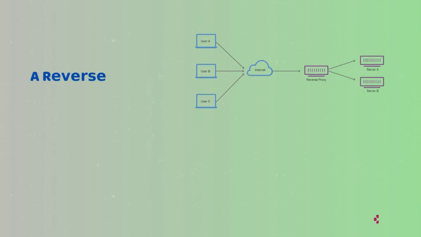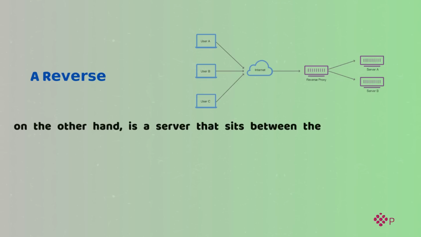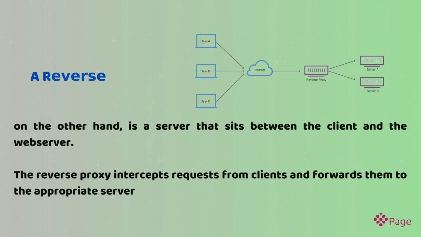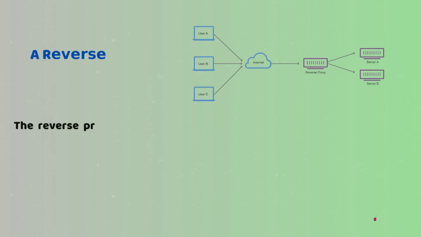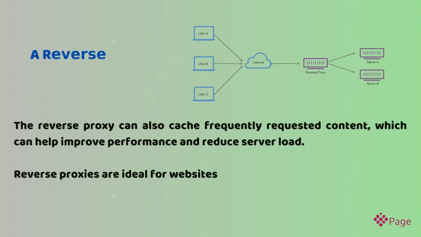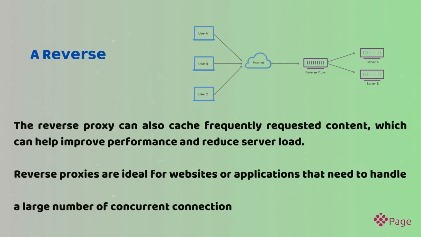A reverse proxy, on the other hand, is a server that sits between the client and the web server. The reverse proxy intercepts requests from clients and forwards them to the appropriate server. The reverse proxy can also cache frequently requested content, which can help improve performance and reduce server load. Reverse proxies are ideal for websites or applications that need to handle a large number of concurrent connections.